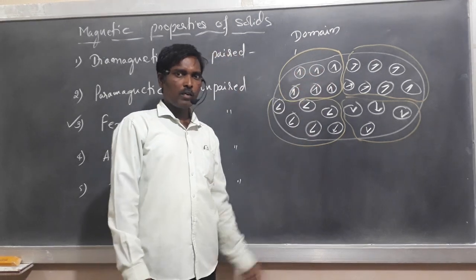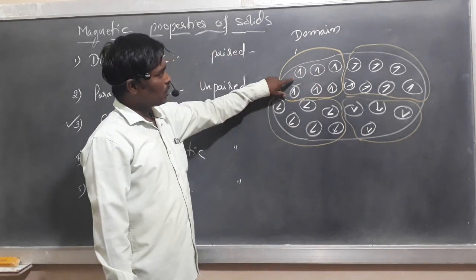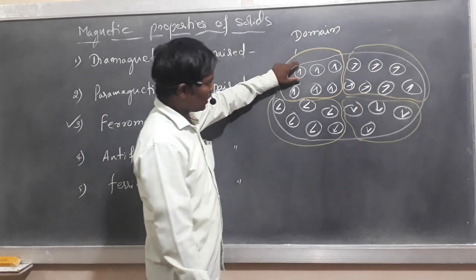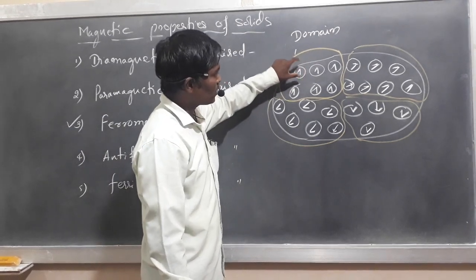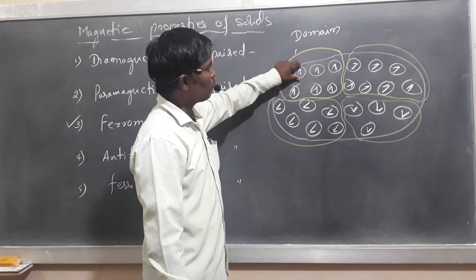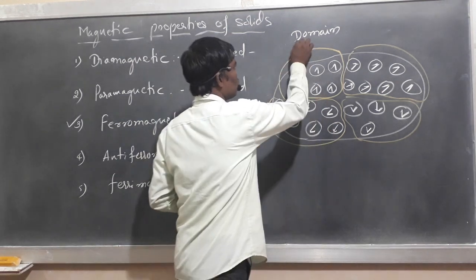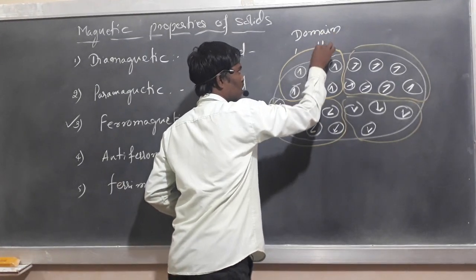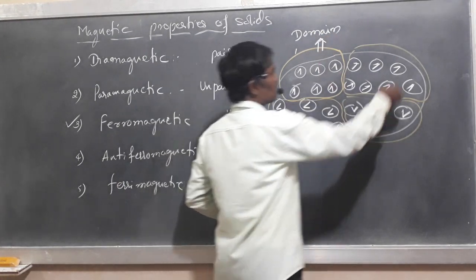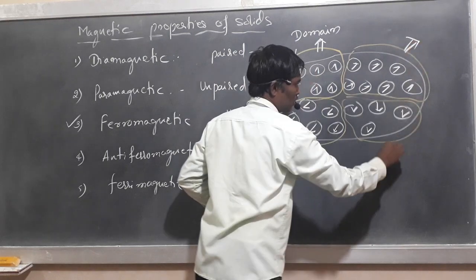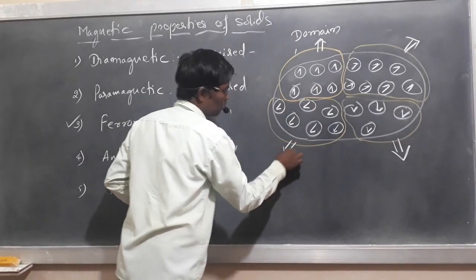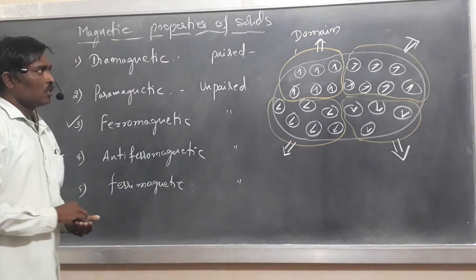So a group of atoms in which the unpaired electrons start behaving like small tiny magnets, and these are oriented in one direction. Those are the domains. Let me show that domain by a mark like this. This is one domain, this is another domain. This is another one which is oriented here, and this is another one. So these all are the domains.